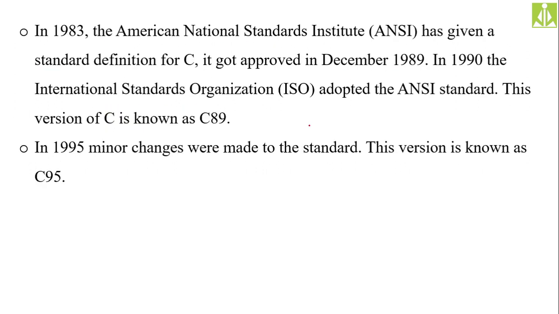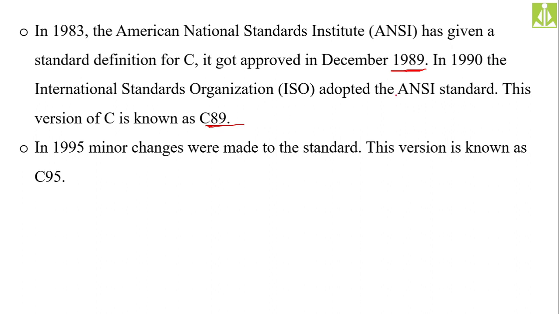In the year 1983, the American National Standards Institution, simply called ANSI, adopted and gave approval to this traditional C. They made it a standard in the year 1983, but the approval was given in the year 1989. So this version of C is called C89.